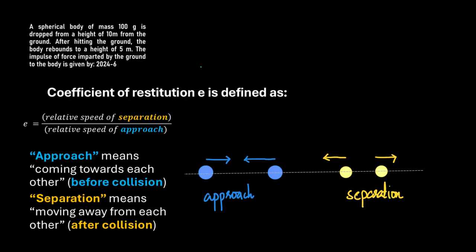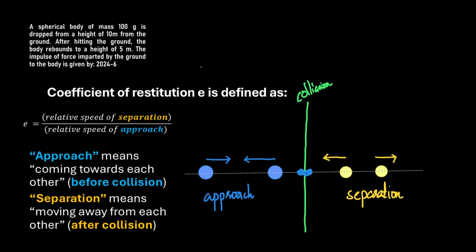So we already discussed the definition of coefficient of restitution, which is the relative speed of separation divided by the relative speed of approach. If we understand it like this diagram here, this moment here is the actual process of collision. The two balls collide at this point here, and then they start to separate in the opposite direction. They were approaching in the same direction.